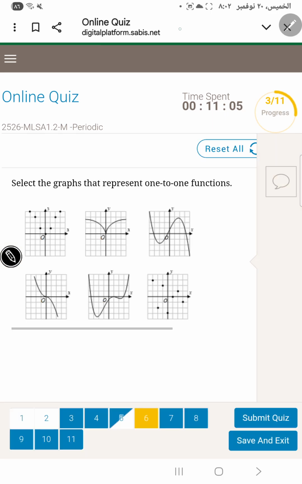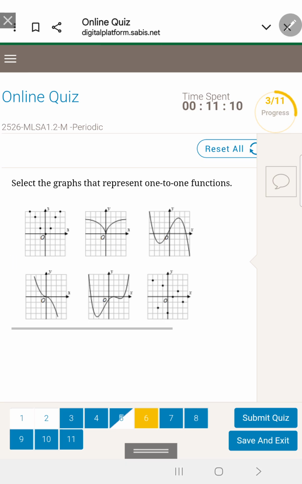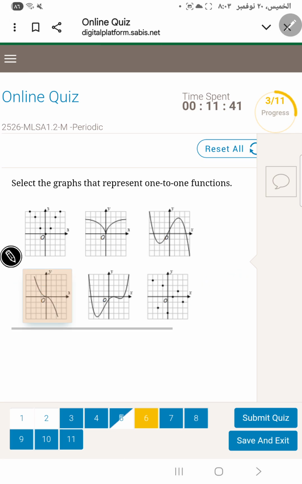Question number 6 now. Select the graphs to represent 1 to 1 function. For the function to be 1 to 1, it should pass horizontal line test. So for example, this here, horizontal line cuts it 3 times. This means it's not 1 to 1. Here it cuts it twice, so it's not 1 to 1. Here it cuts it twice, not 1 to 1. So the correct options must be this one, because wherever you draw a horizontal line, it cuts it once. And also this one. So these are the two correct options in this case.